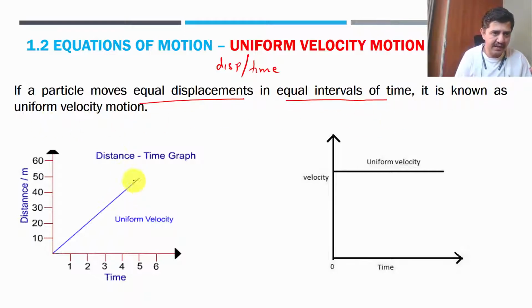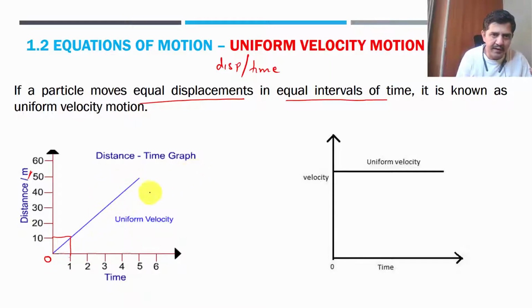So, what do you mean by that? Let us consider, for example, starting from point O. Let us consider this distance. Here, at time t equal to 0, displacement is 0. If I drop a vertical line here and draw a horizontal, this will coincide at this point, which means at 1 second, the displacement is 10 meters. The distance is measured in meters here in the distance-time graph. So the distance traveled is 10 meters.